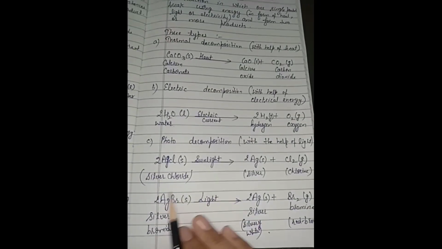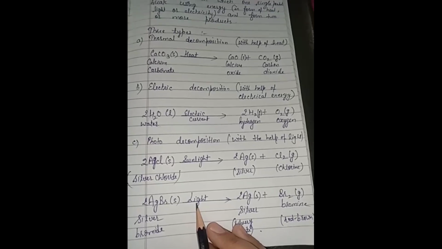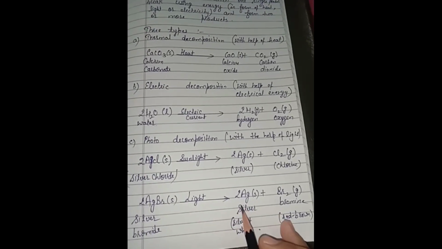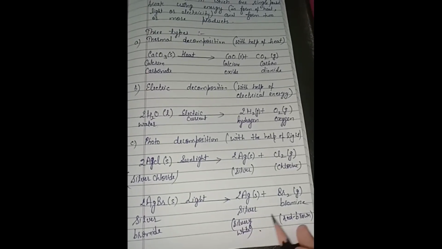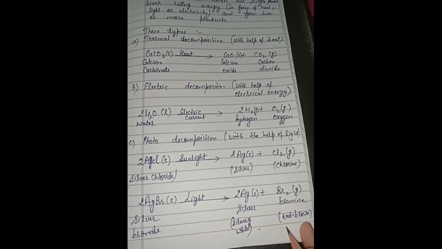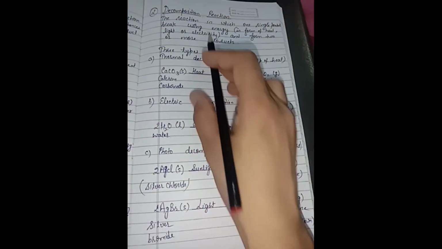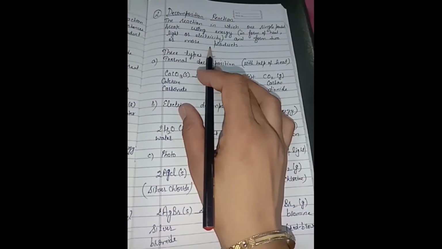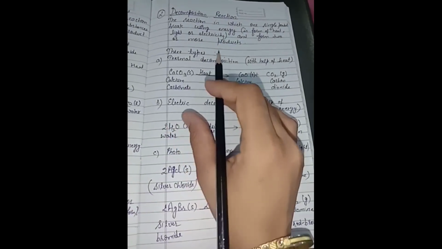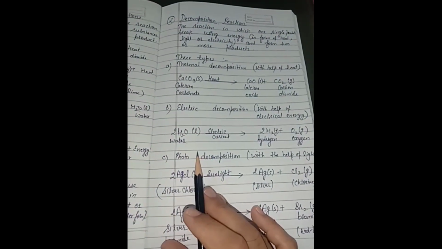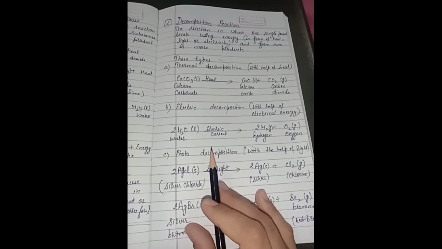One more example we can take is silver bromide. If it is placed in artificial light, then it will also break into two products, silver of silvery white color and bromine of reddish brown color. So these all are the types of decomposition reaction. That's all for today. In our next videos, we will study the next types of chemical reaction.